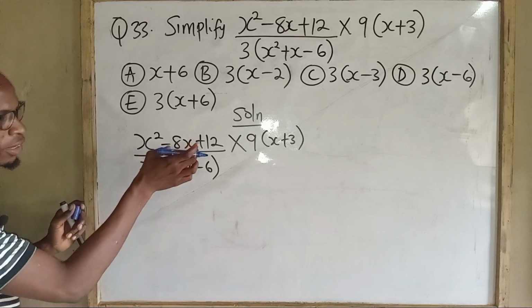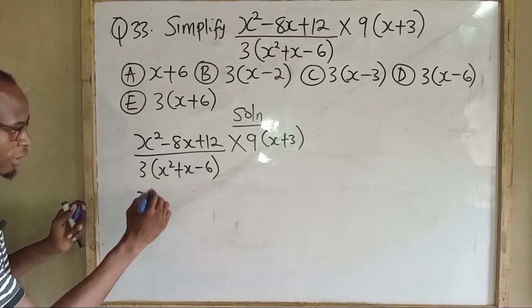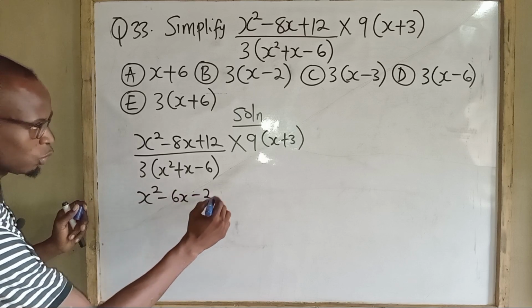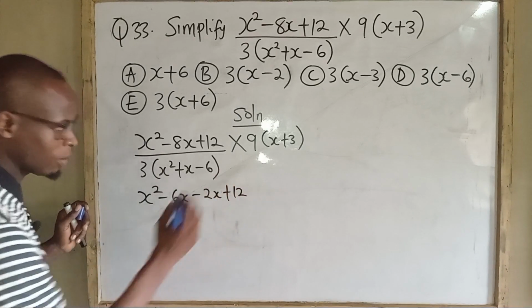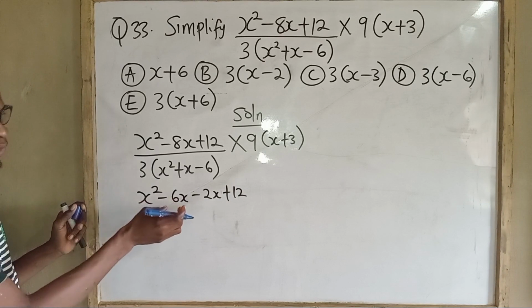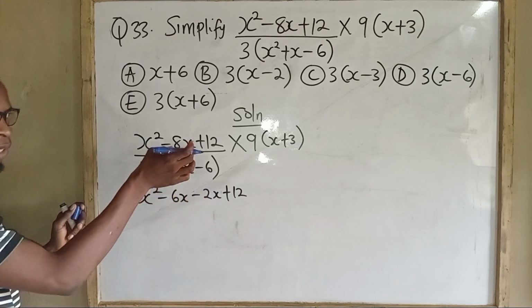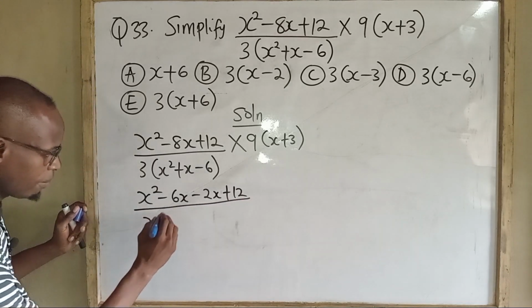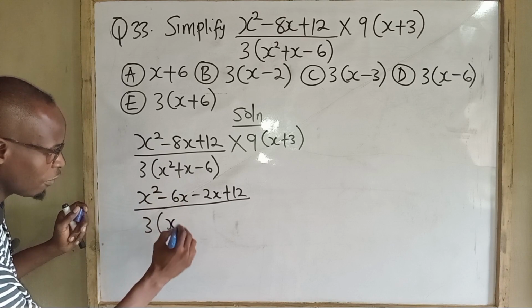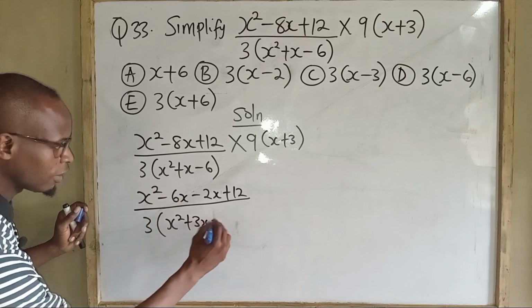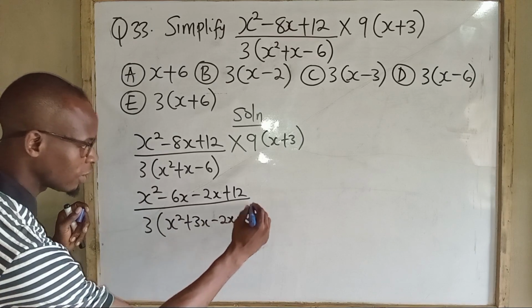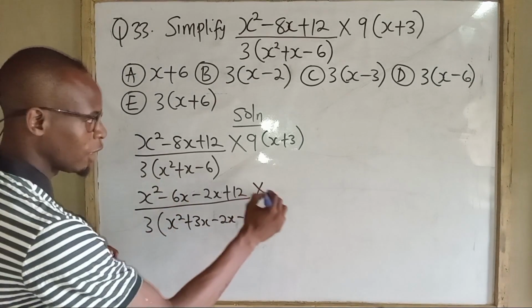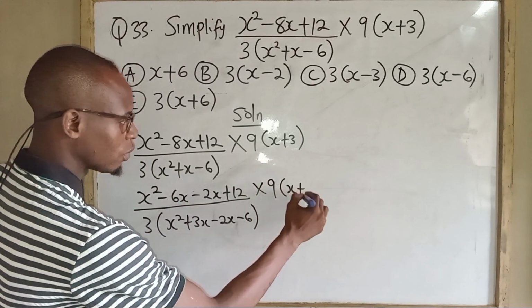If I factorize this, I should have x squared minus 6x minus 2x plus 12. That's what I'm going to have there, because minus 6x minus 2x still gives minus 8x. Then all over 3 bracket, factorize this to x squared plus 3x minus 2x minus 6. Of course, 3x minus 2x will give you plus x. Then multiplying 9 bracket x plus 3.